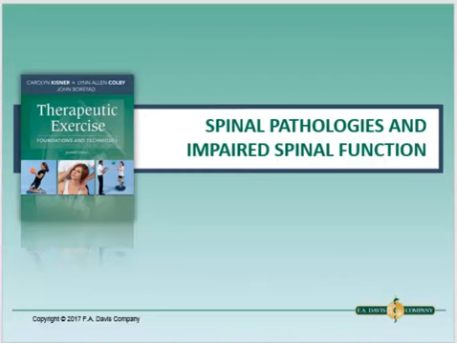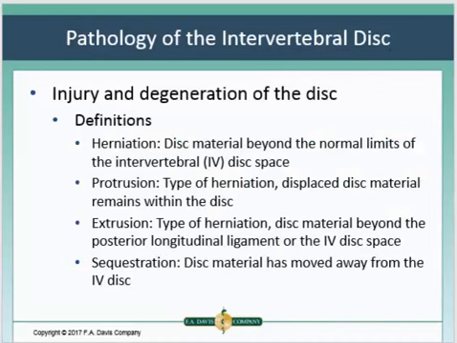Hey, this is Dr. Lenicky, and I am going to do a podcast here on parts of Chapter 15 and spinal pathologies. All right, the first we want to talk about is pathology of the intervertebral disc. So a herniation is where the disc material has gone beyond the normal limits of where the intervertebral disc should be. And there are three types of herniations.